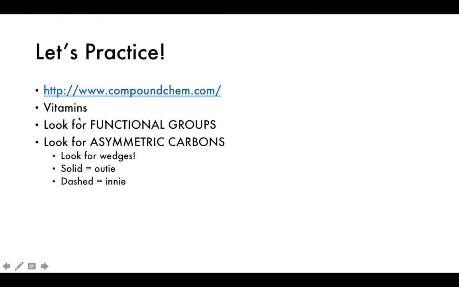But these images I took from one of their pages on vitamins, and I did show this in lecture, but just very briefly, so I'm going to zoom in on a few of these vitamins, and I want us to look for functional groups, and I want to look for asymmetric carbons. So for the asymmetric carbons, you're going to look for wedges. Remember, a solid wedge means it's coming out of the plane of the screen at you. It's an outie. And a dashed wedge means it's going back into the screen away from you. It's an innie, okay? So let's take a look and see. And you maybe have heard of some of these vitamins before.